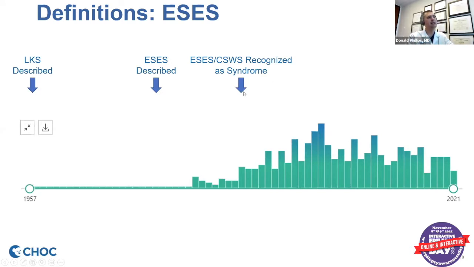And then in 1989, the International League Against Epilepsy recognizes Landau-Kleffner syndrome and ESES as discrete epileptic syndromes. So that's here, and there wasn't a lot written up until that point. And then from there on, we've seen more and more papers every year. Every bar represents a year between 1957 and 2021. So we're still learning a lot and discovering a lot about ESES.